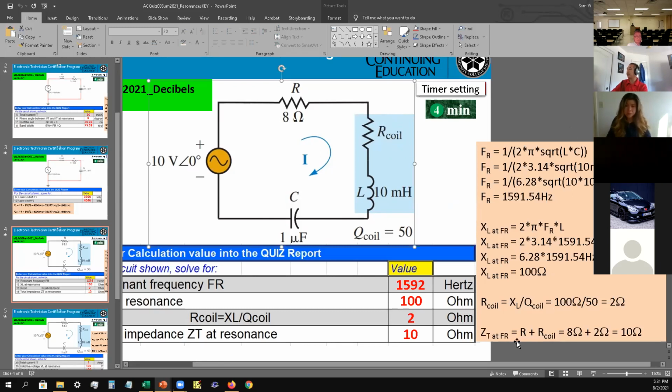Now they want the total impedance. For total impedance, you take the resistance plus the R coil. So R plus R coil equals 8 ohms plus 2 ohms, which equals 10 ohms. So your total impedance would be 10 ohms. Okay, any question on number 11, 12, 13, and 14?